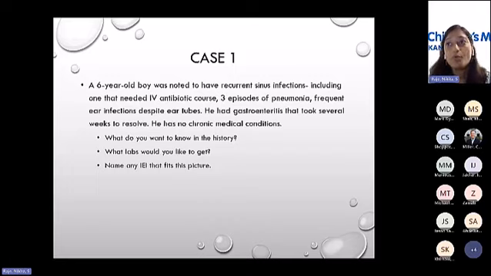A 6-year-old boy was noted to have recurrent sinus infections, including one that needed IV antibiotics, 3 episodes of pneumonia, frequent ear infections despite ear tubes, had gastroenteritis that took several weeks to resolve, but he has no chronic medical conditions. What do you want to know in the history? What labs would you want to order? Any IEIs that you can think of that would fit the picture? Anyone?